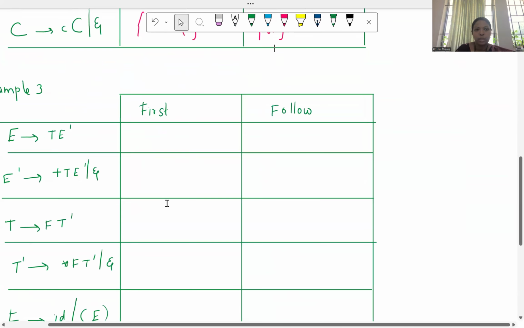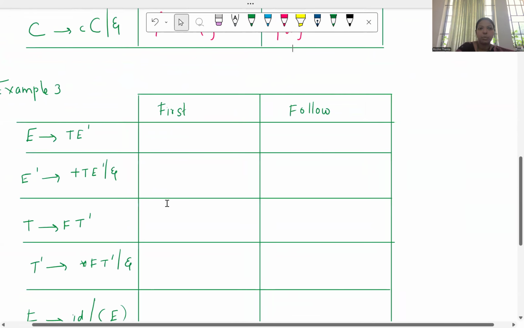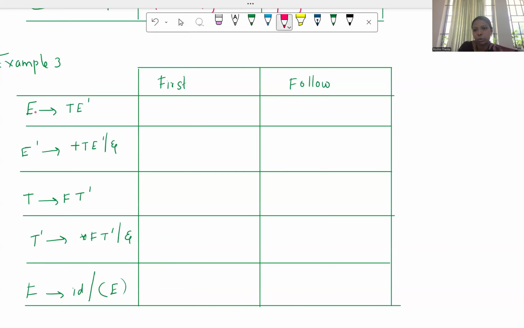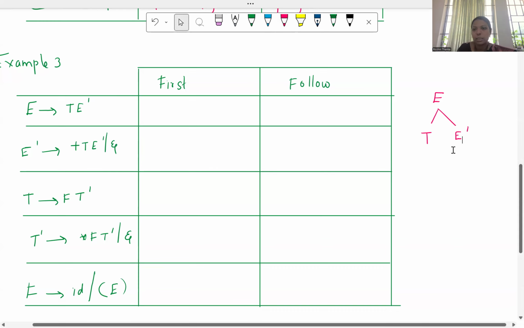Hope you got it. Now let us go and discuss the next example, example 3, so that you will be a little more clear in this case as well. So here, if you see first of E. When I see first of E, whenever I derive something out of E, first of T will be coming. This is the only production for E. And it is a non-terminal. The first symbol is a non-terminal, so further you have to derive it.